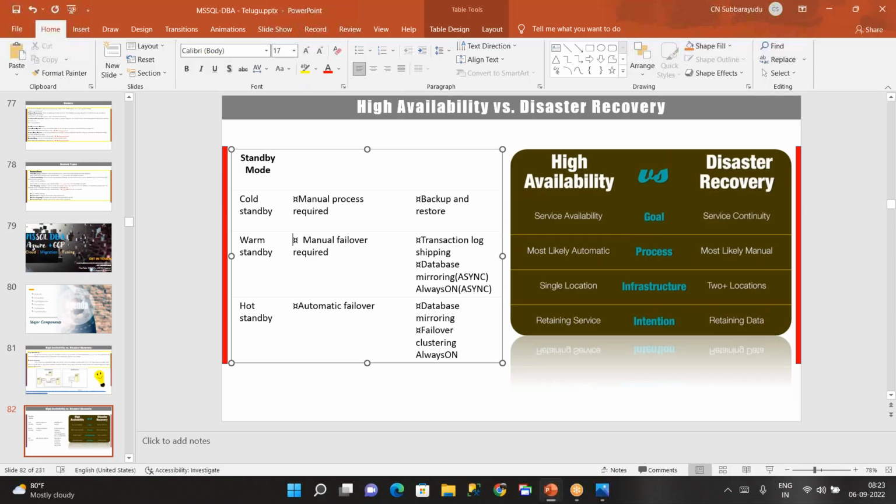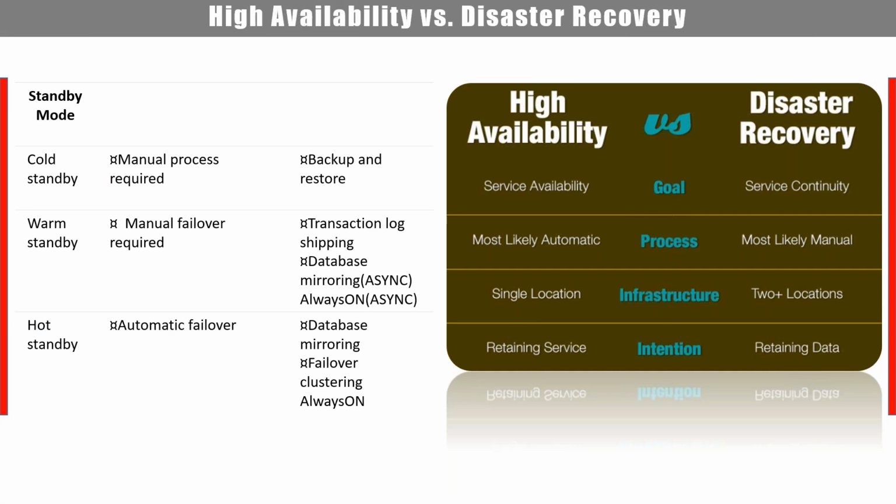So, in cold standby and warm standby, manual intervention is required? Forget about cold standby; we never go for cold standby. It means taking the backup and performing the restore, a manual backup and restore process. Warm standby means manual failover, and hot standby means automatic failover.